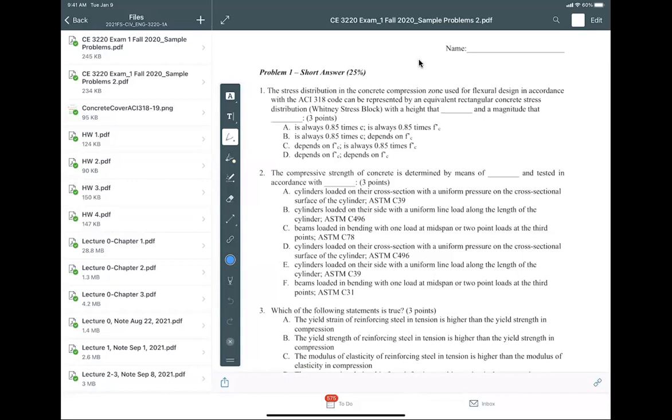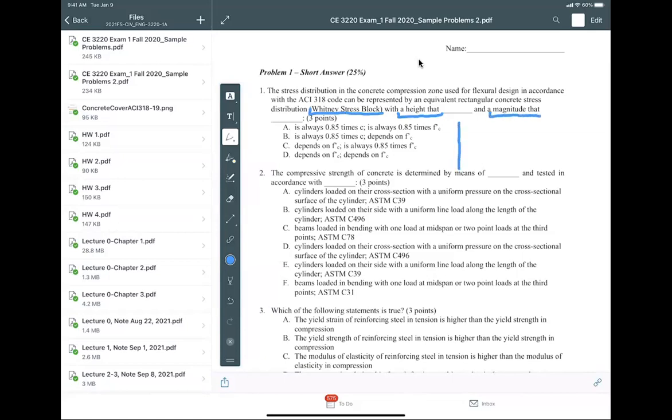So first question: the stress distribution in a concrete compressive zone used for flexural design in accordance with the ACI 318 code can be represented by an equivalent rectangular concrete stress distribution, the Whitney stress block. Now we know that, right? Whitney stress block, with a height of what and magnitude of what.